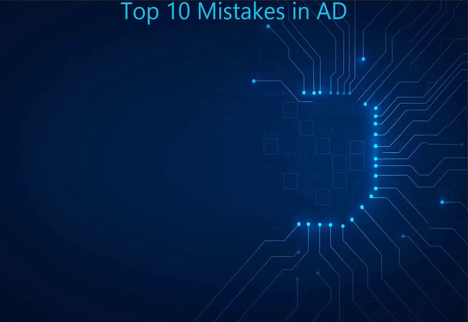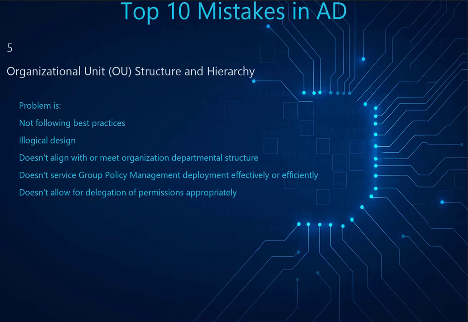Number 5, and this is a big one and very, very common: organizational unit OU structure and hierarchy. Lots of different issues I see all the time in my consulting experience. Not following best practices. There's an illogical design. The OUs do not align with or meet the organizational department structure. It doesn't serve group policy management deployment effectively or efficiently. It doesn't allow for delegation of permissions appropriately.